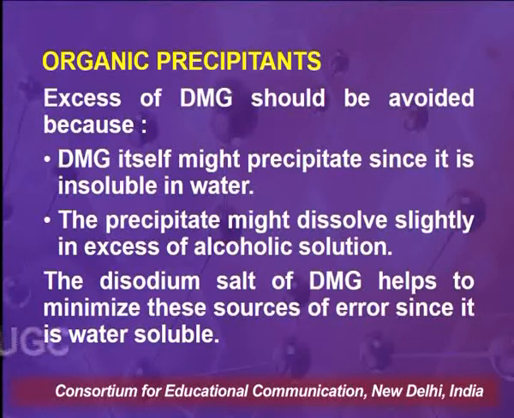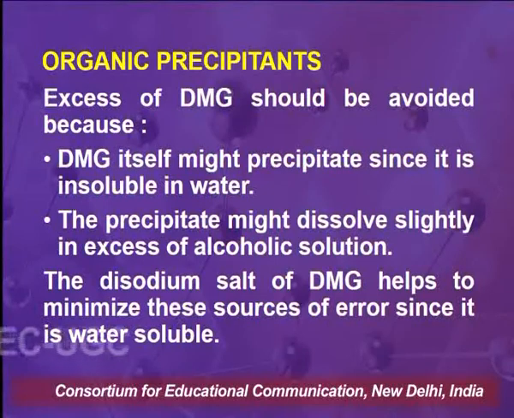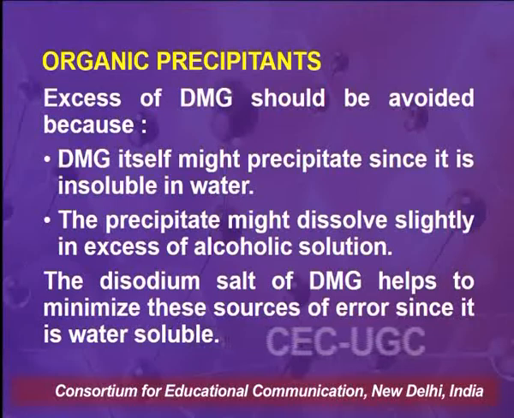This is because, first of all, DMG might itself precipitate out since it is insoluble in water. So if excess of DMG is added in water, then DMG is an organic precipitant, and if excess quantity is there itself, it will get precipitated out.